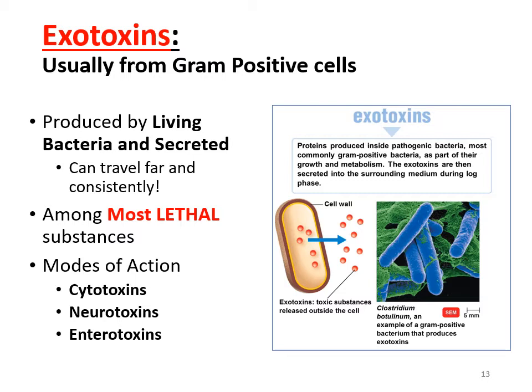The last one on the list here for exotoxins are enterotoxins. Whenever you see the word entero or enteric, remember GI tract. So enterotoxins will affect the lining of the digestive system and cause things like diarrhea and vomiting, which can be dangerous in terms of dehydration.